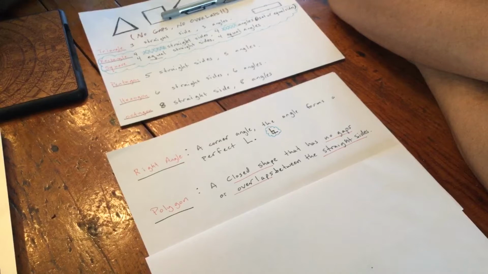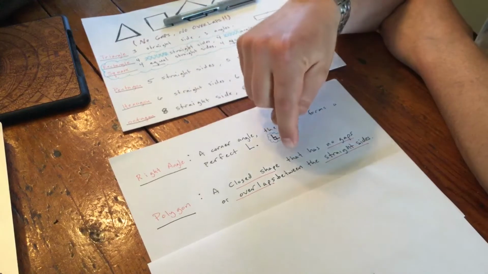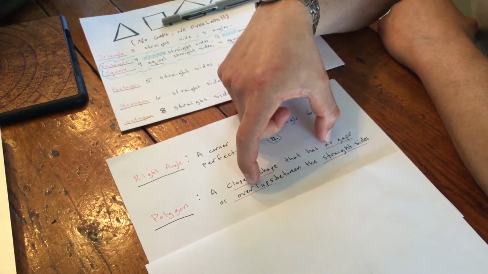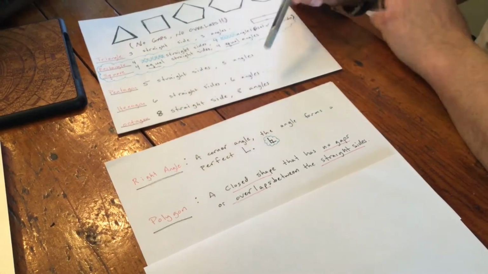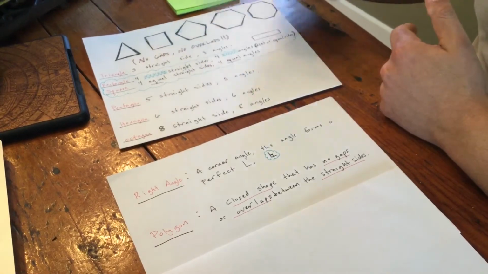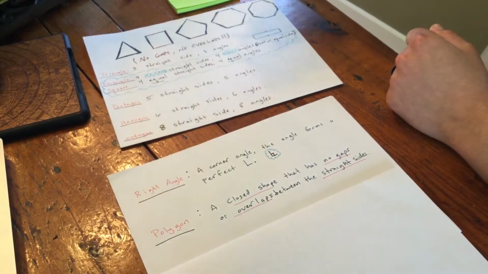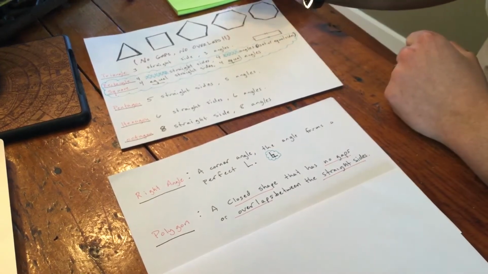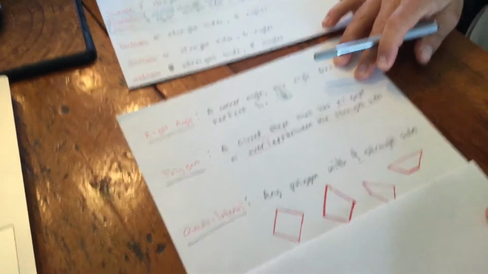polygon. A polygon is a closed shape, which means there are no gaps and no overlaps. It's in the definition: a closed shape with no gaps and overlaps between the straight sides. So could I draw a shape like this with a squirrely line? No, it has to have straight sides, has to be a closed shape, no gaps, no overlaps. Is this a polygon? Yes. Is this a polygon? Yes. Is this a polygon? Yes. No gaps, no overlaps, closed shape, made of all straight lines. These are all polygons.